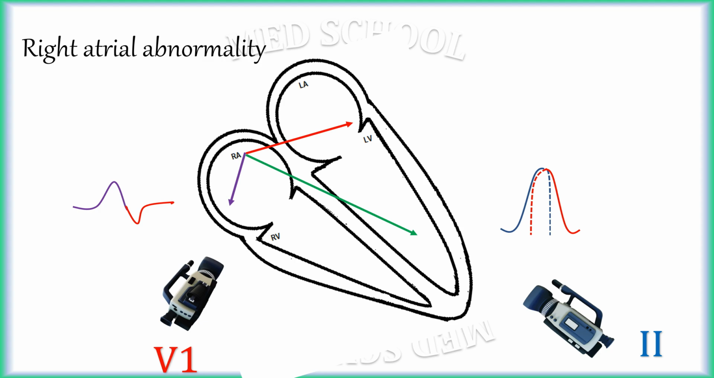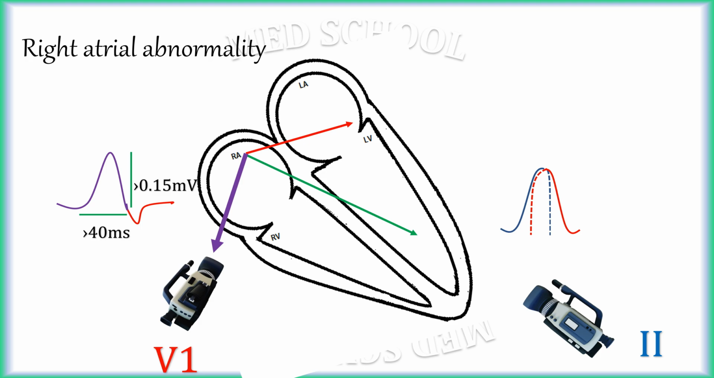In right atrial abnormality, right atrial activation vector becomes stronger. As vector coming toward V1 electrode becomes stronger, initial positive deflection, which represents right atrial activation, increases in duration and amplitude. Its duration is more than 40 milliseconds and amplitude is more than 0.15 millivolt, that is 1.5 small boxes.